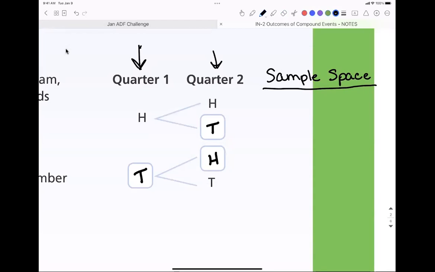Now we want to list the sample space. And to list the sample space, you kind of have to follow your tree and look at all your possible options. And thankfully, there's only 2 events, so your tree is pretty small, right? It makes it nice when your tree's that small.